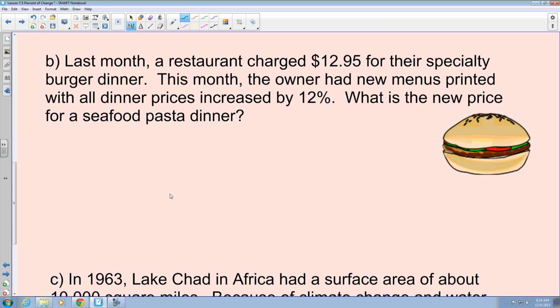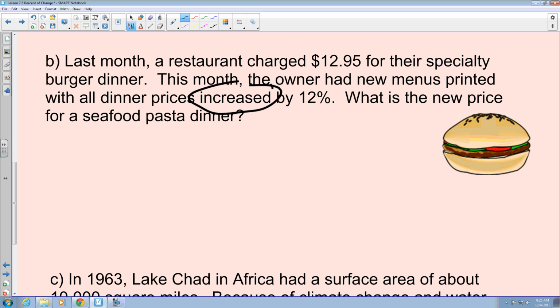It says last month a restaurant charged $12.95 for their specialty burger dinner. This month the owner had new menus printed with all dinner prices increased by 12%. What is the new price for the seafood pasta dinner? Well, the only information they give us is the burger dinner, so I have to make the assumption that the pasta dinner originally cost $12.95. So we'll make that assumption.